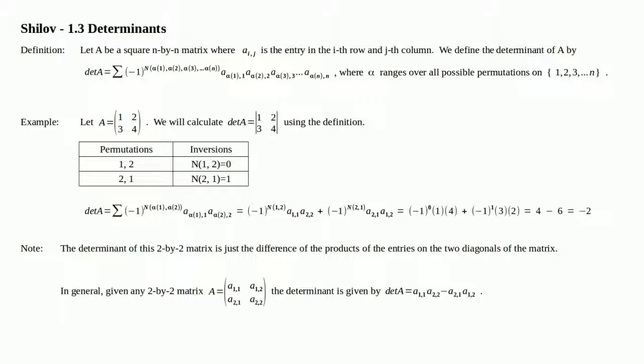Okay? And in fact, in general, given any 2 by 2 matrix A, if we put it in a general form, the determinant is given by A sub 1, 1 times A sub 2, 2 minus A sub 2, 1 times A sub 1, 2, where that is just the difference of the products of the entries on the diagonals. So it's this diagonal minus that diagonal. And that always works for a 2 by 2 matrix. Now, it gets more complicated when the matrix gets bigger.